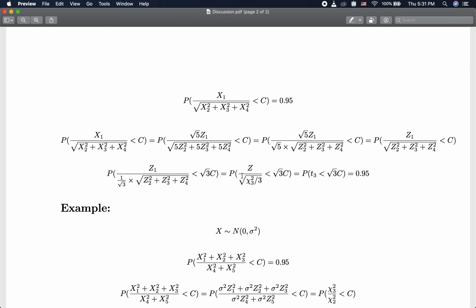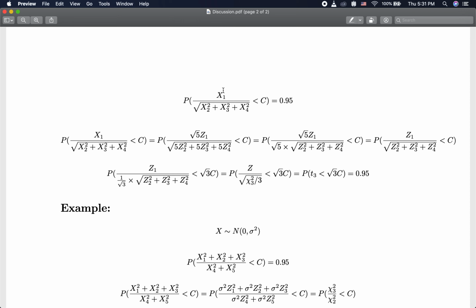And finally, on the left hand side, we will have a t distribution by the definition with degree of freedom 3. And then on the right hand side, we'll have square root of 3 multiplied by c, and then this thing equal to 0.95. So from now on, we can use a t table, or some software, to find the quantile of the t distribution that is equal to 0.95, and then furthermore find out the value of c.